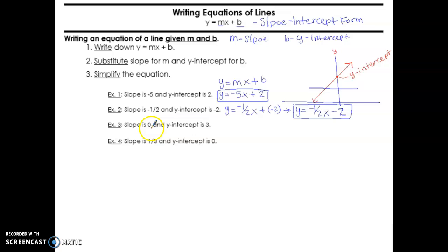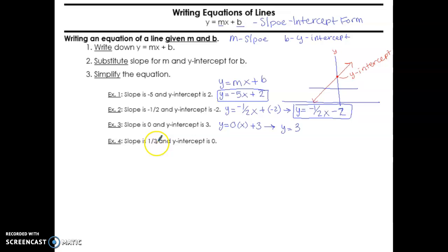Number 3 says slope is 0 and y-intercept is 3. So y is equal to, my slope is 0 times x plus my b is 3. We can simplify this because remember, whenever you multiply any number by 0, you get 0. So this whole term becomes a 0. 0 plus 3 is just 3. So this is just y is equal to 3.